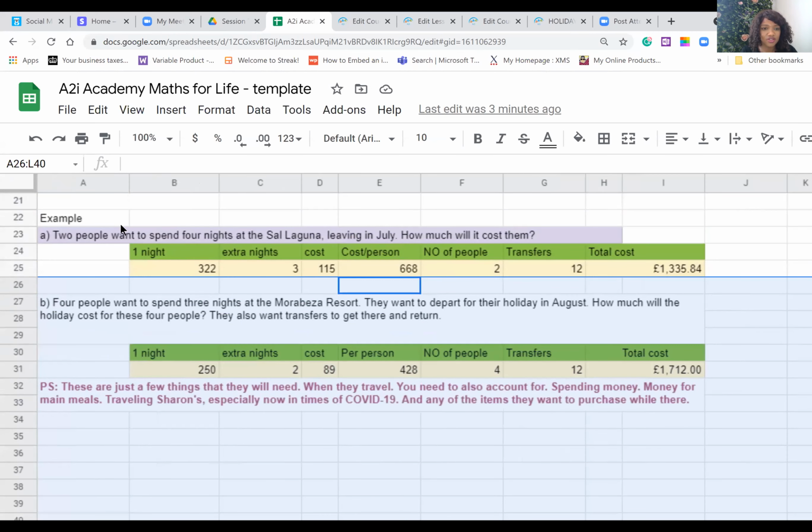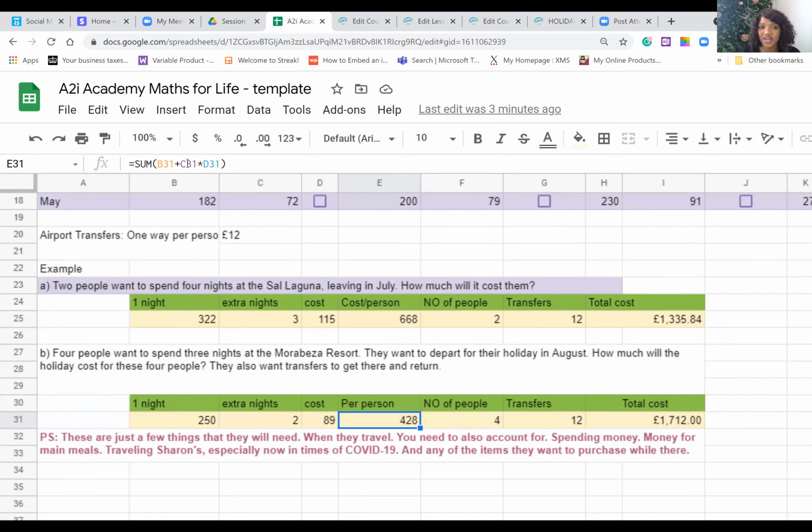Okay, we have sum equals sum, and then the B31 is the first cell, 250 pounds, plus 2 lots of 89. 2 lots of 89. And that should give you the answer of 428 altogether. You can even do it by hand if you prefer. So have you got your calculators at hand?